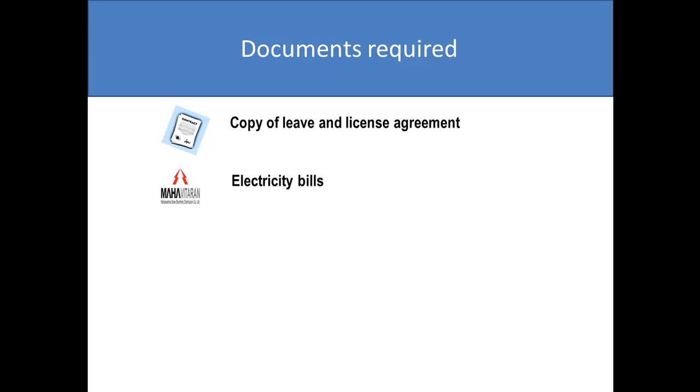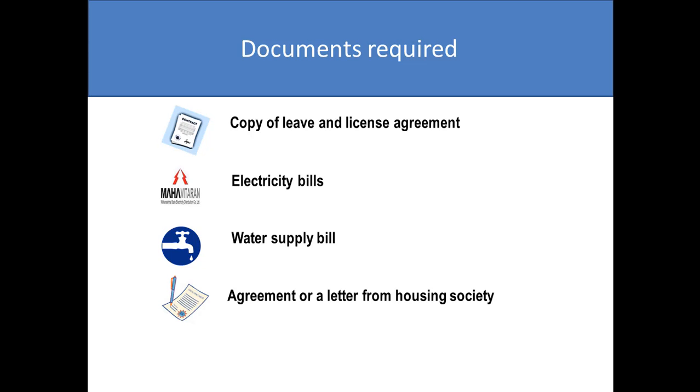There are some cases where people have claimed for HRA benefit by submitting fake rent receipts. To avoid this, IT department has started asking more documents. These documents are like copy of leave and license agreement of the house where you are living. Second one is electricity bills. Third one is water supply bill. Sometimes they may ask for the agreement or letter from housing society. And the last one is, if you are paying rent above 1 lakh rupees, then you need to submit PAN card of your landlord.